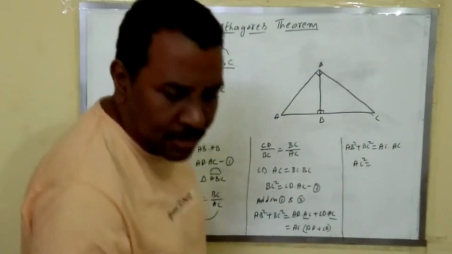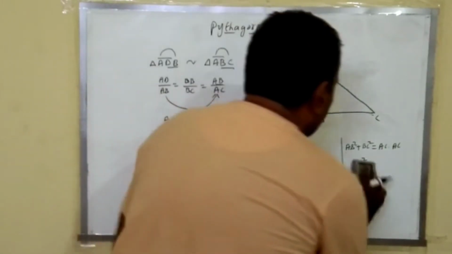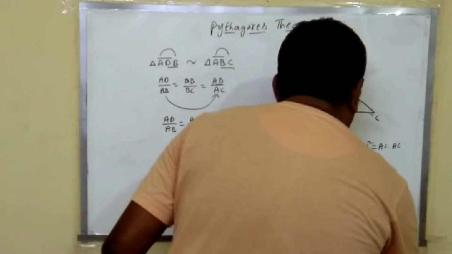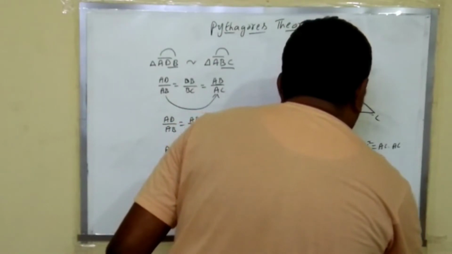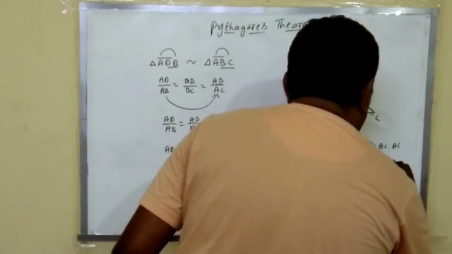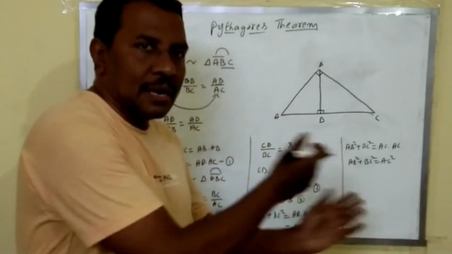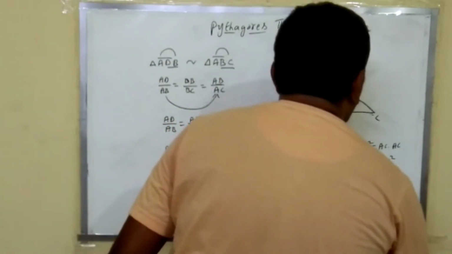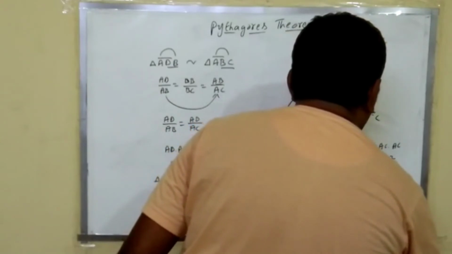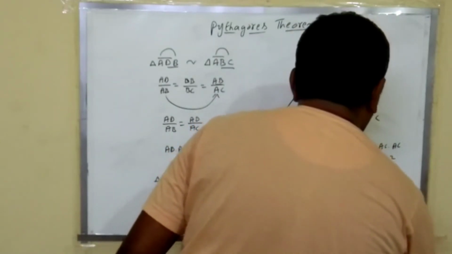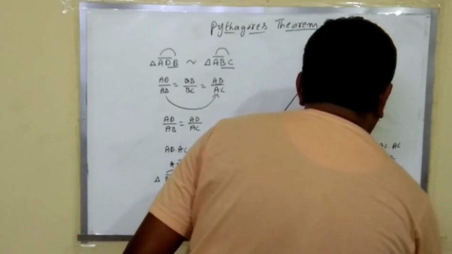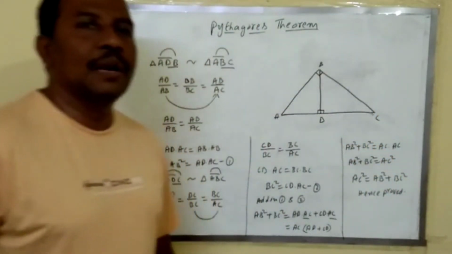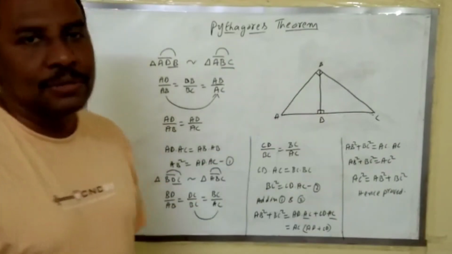I am writing in reverse, okay? Or you can write like this: AB square plus BC square is equal to AC square. You can write this in reverse order: AC square is equal to AB square plus BC square. Hence, proved. So this is what you call the proof of Pythagoras theorem.